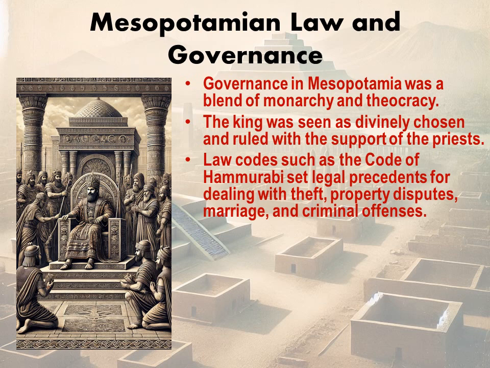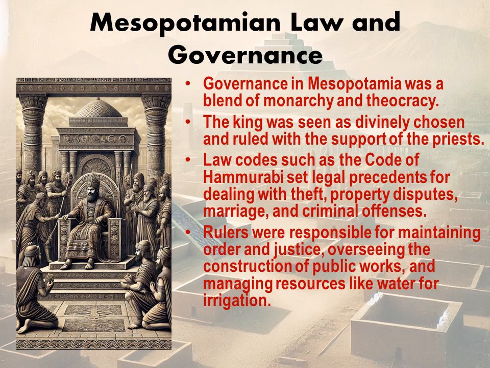Law codes such as the Code of Hammurabi set legal precedents for dealing with theft, property disputes, marriage, and criminal offenses. Hammurabi was the ruler of Babylon. He made a set of laws. There were more than 200 laws, and all those laws dealt with different kinds of crimes like theft, property disputes, laws related to marriage, and different criminal offenses.